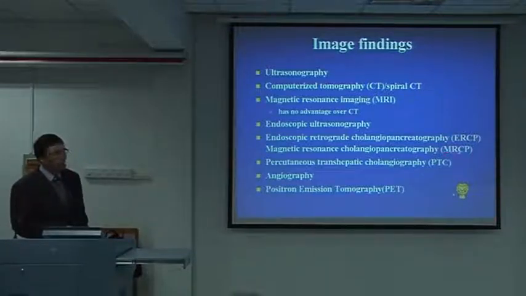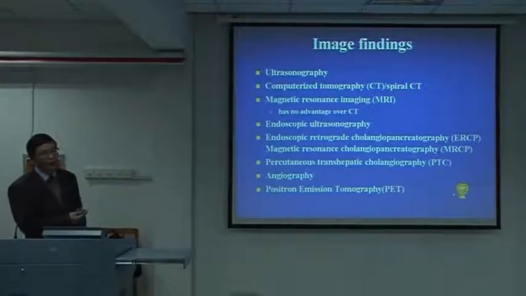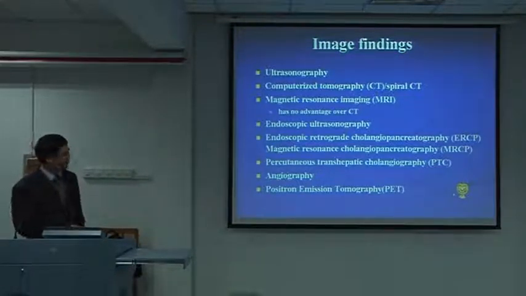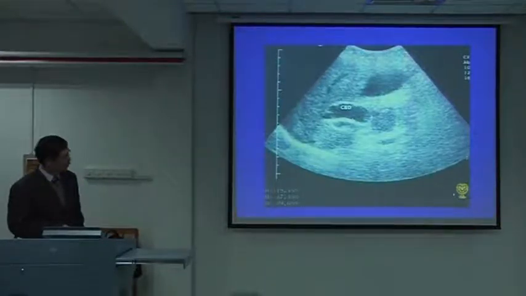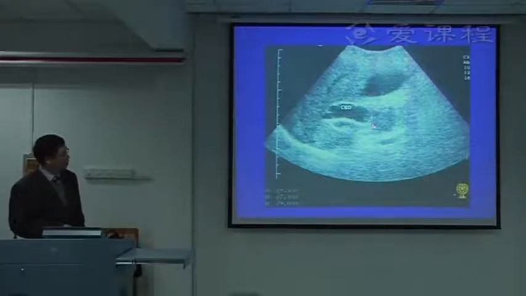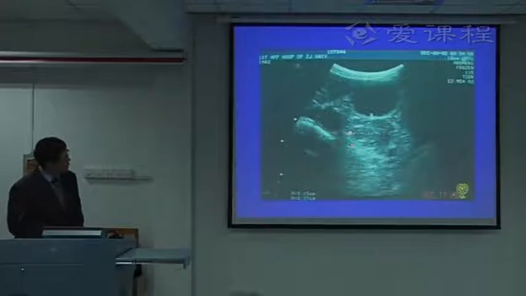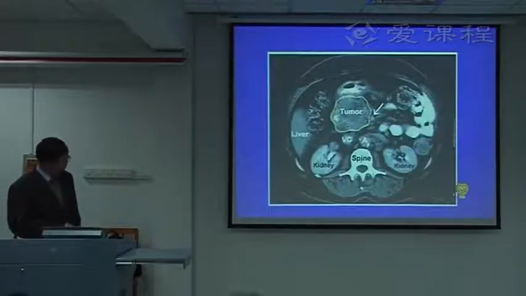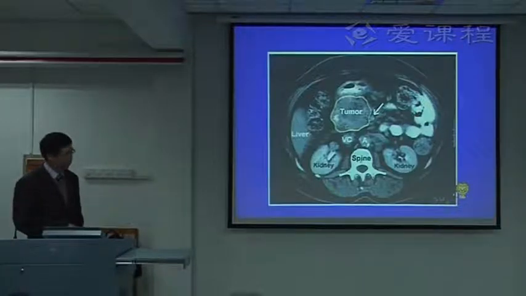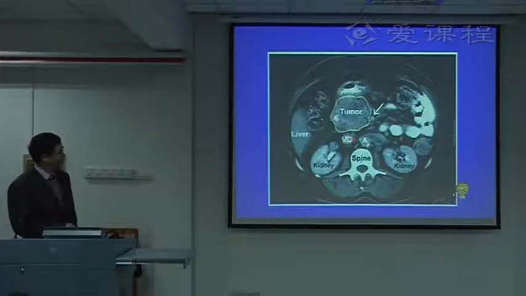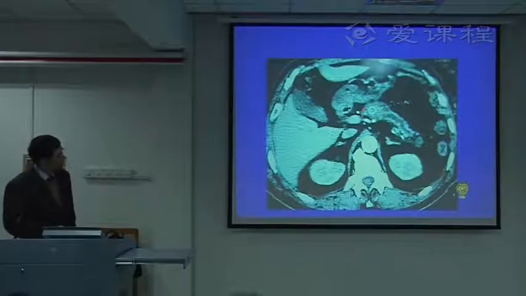Sometimes we can use MRCP to observe the dilated bile duct or dilated pancreatic duct. In this ultrasound, we can see a mass obstructing the CBD and a dilated CBD. It's also a mass in the pancreatic head. In CT scanning, there is a large tumor, which may be at an advanced stage. This is the liver, this is the cava, this is the aorta. This mass is located in the neck and body of the pancreas, and the distal duct is dilated.